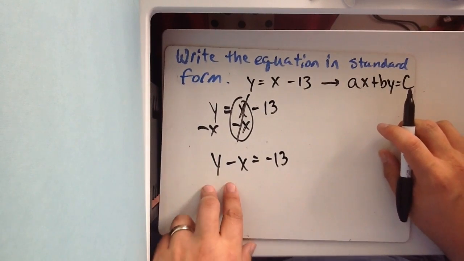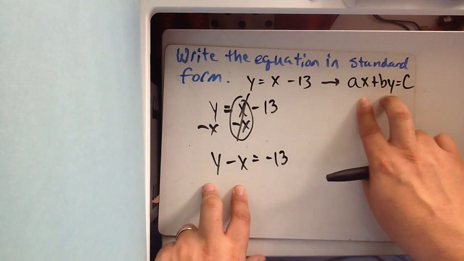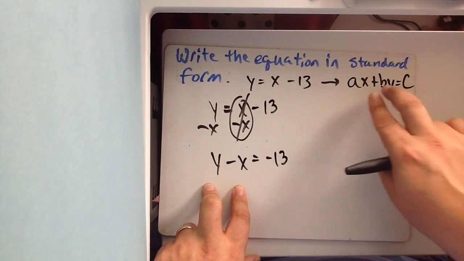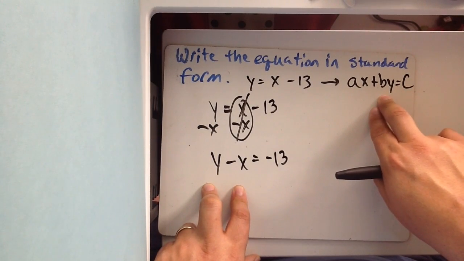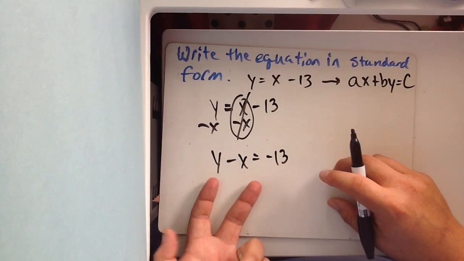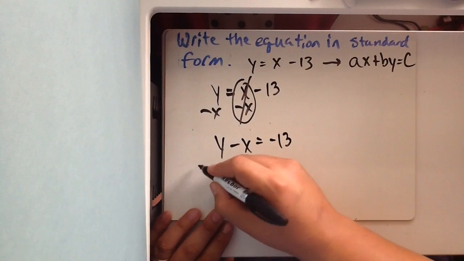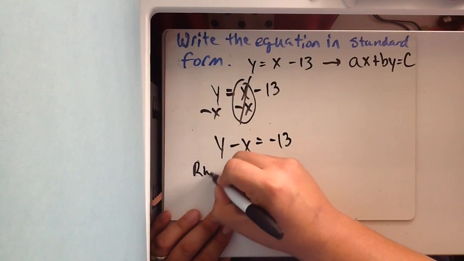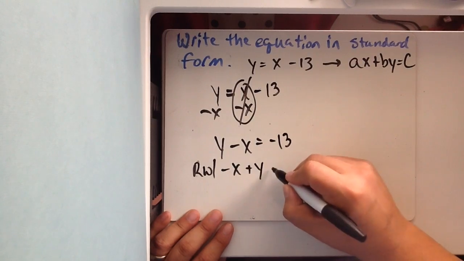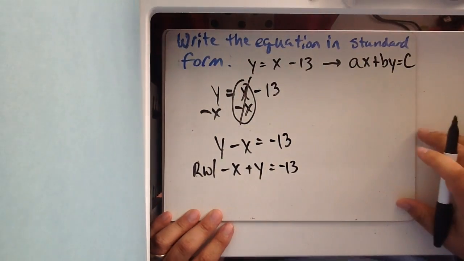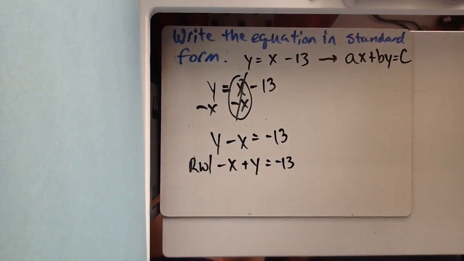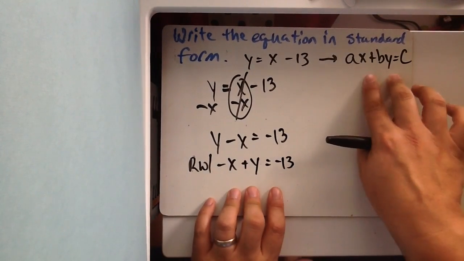The next step here is, well, I'm done, right? Well, not necessarily, because it has to look like this, right? My first term has to be x. My second term has a variable y equals my constant. This is sort of flipped. So I'm going to rewrite this. And I'm going to write it as negative x plus y equals negative 13. Okay? Now, before I do anything else, does this look like this?